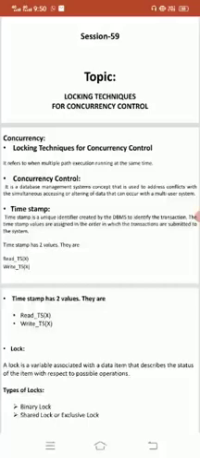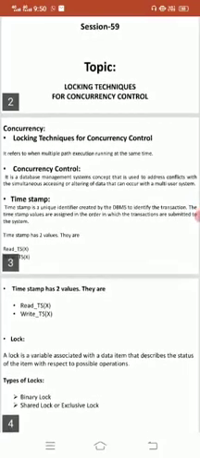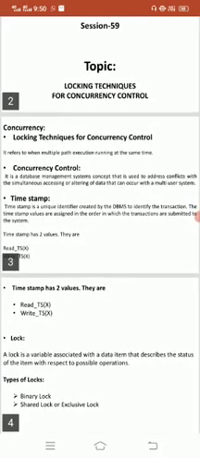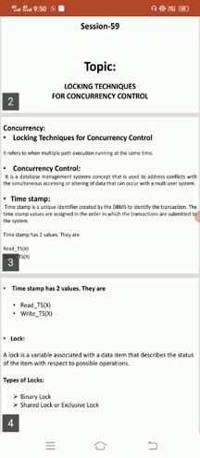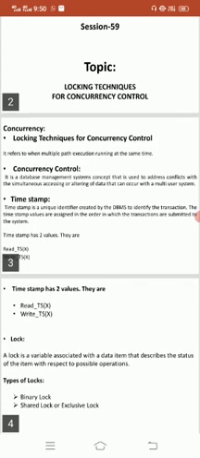It is a database management systems concept that is used to address conflicts with the simultaneous accessing or altering of data that can occur with a multi-user system. That is called concurrency control.